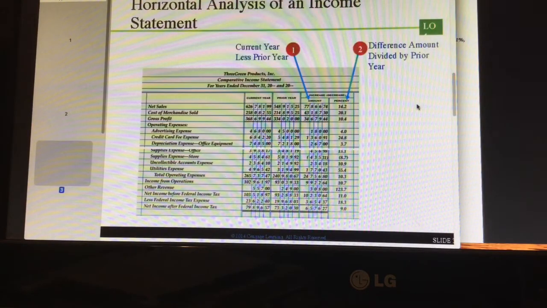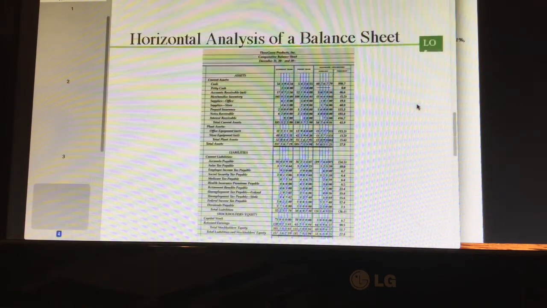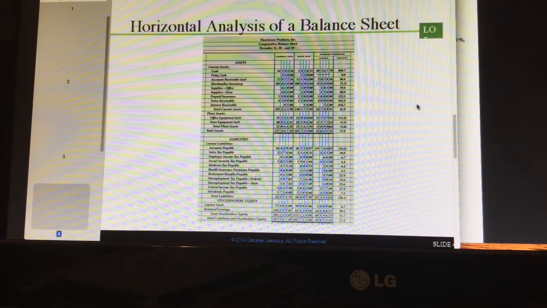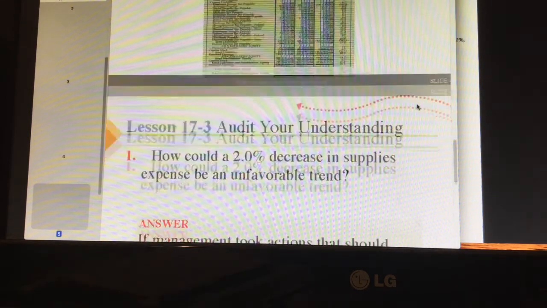And this is what it'll look like. Here's your income statement. You have your current year, your prior year. You find the difference, that's going to go under amount, and you take the difference divided by the prior year, and that'll give you your horizontal analysis ratio. On the balance sheet, it'll look identical. Current year, prior year, find the difference, take the difference over the prior year, and you'll have your percentage.